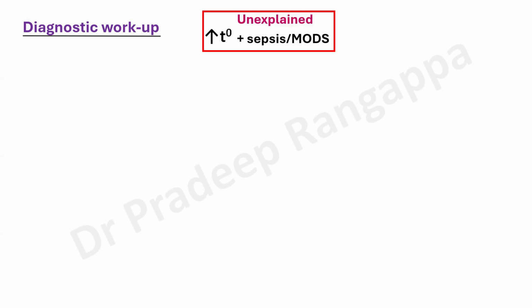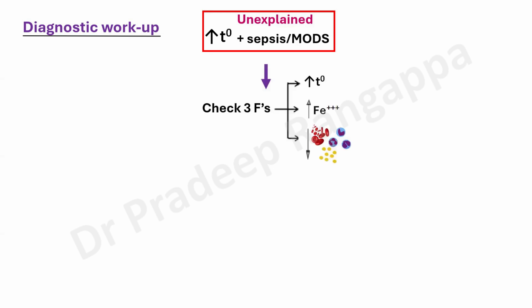In the ICU, if you have an unexplained fever after they have recovered from the initial viral or bacterial infection or initial insult, and they present as sepsis and multi-organ dysfunction, and you don't know the reason, all the cultures are coming negative, then one has to look for 3Fs. What are the 3Fs? Fever, high temperature, high ferritin, and falling counts, which is pancytopenia. If you have these 3 components, ongoing fever, falling counts, and high ferritin, then you have to think, is there a possible HLH diagnosis?